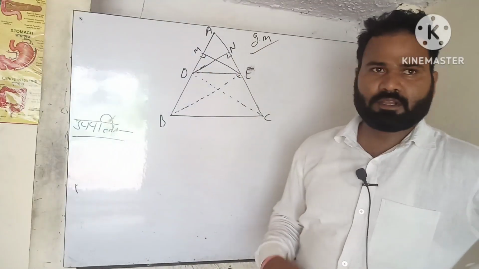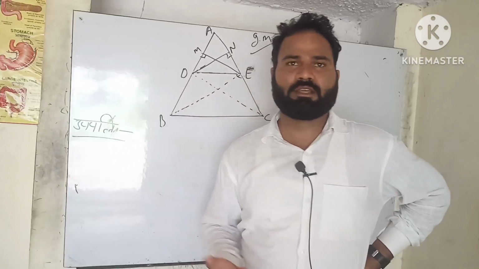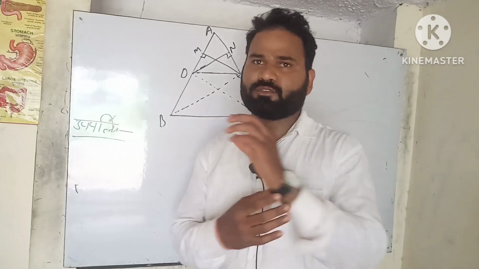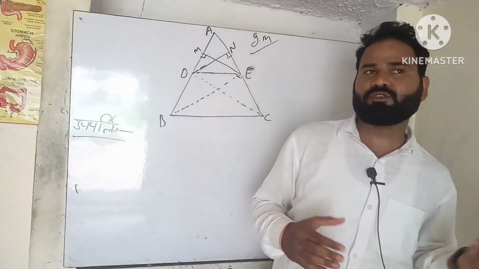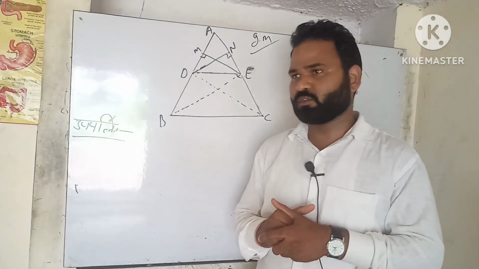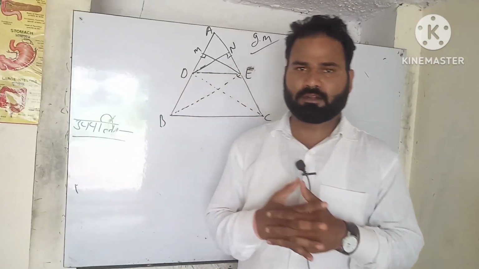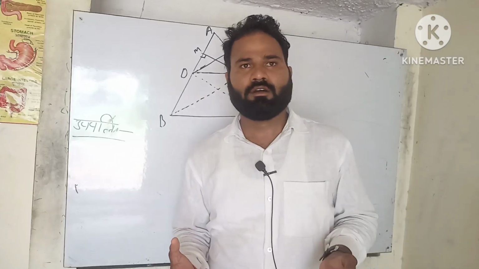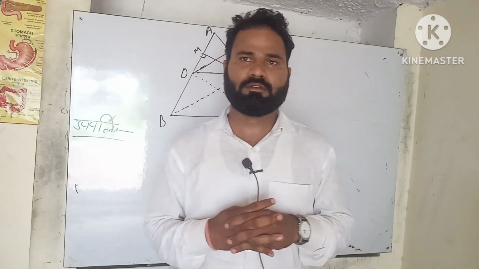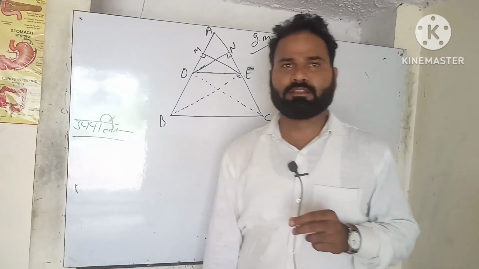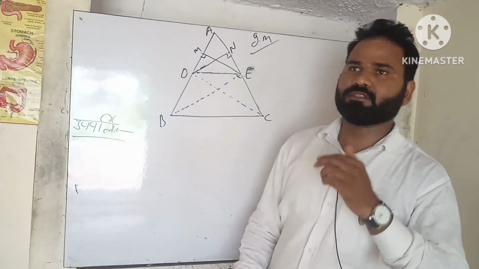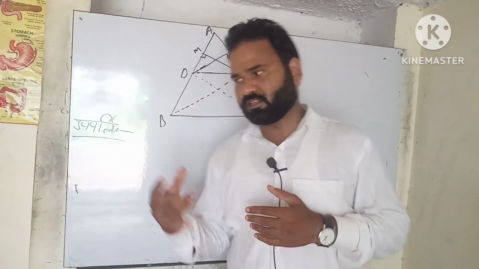Students, as you know, in previous classes we learned about distance and displacement, and we solved two or three questions based on distance and displacement. Today we start kinematics: velocity and speed. Let us see what velocity is, what speed is, what average velocity is, and what average speed is. Okay students, let us start the class.